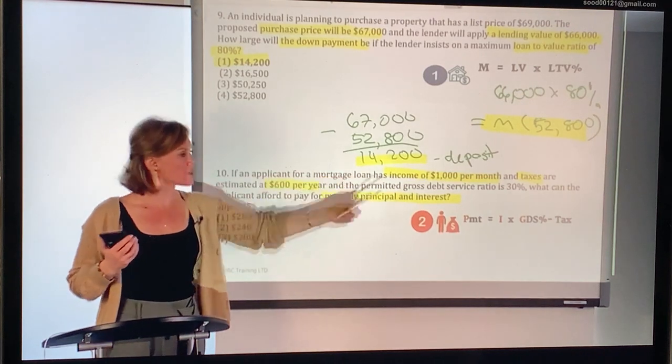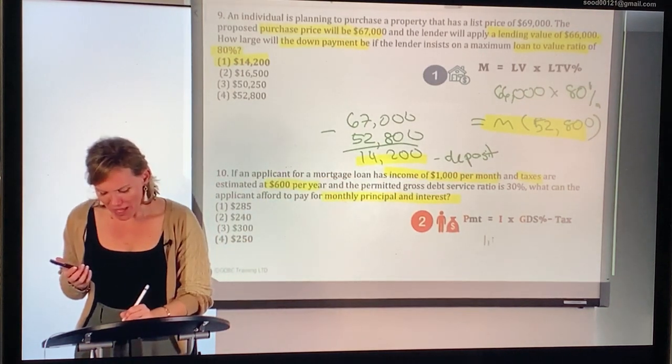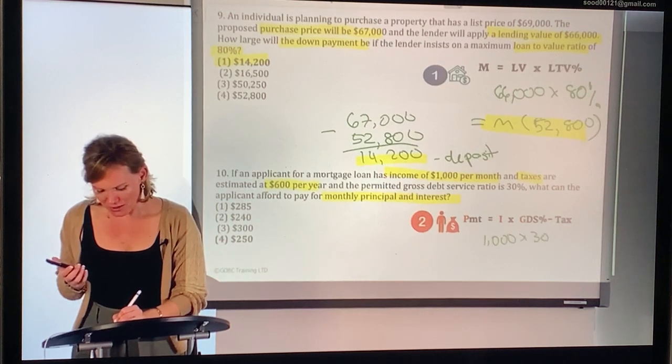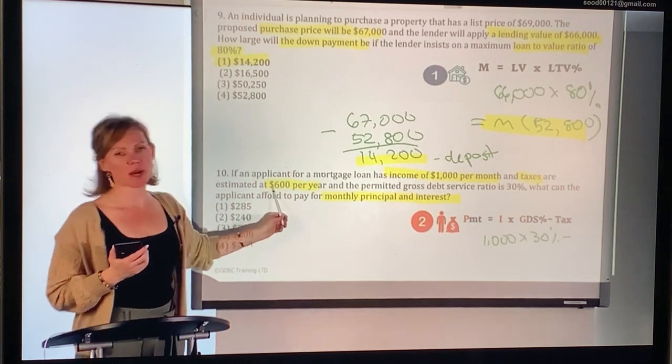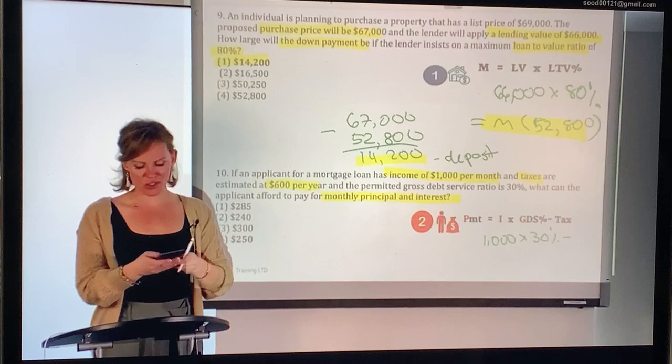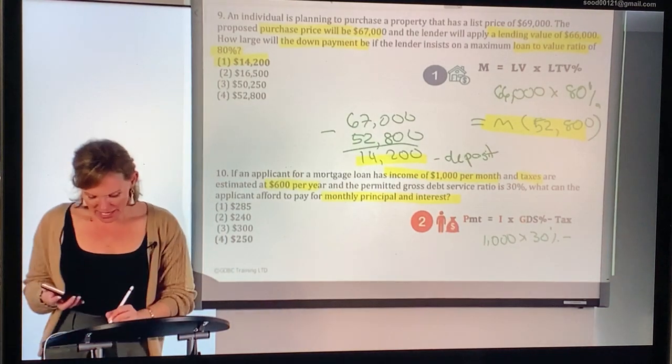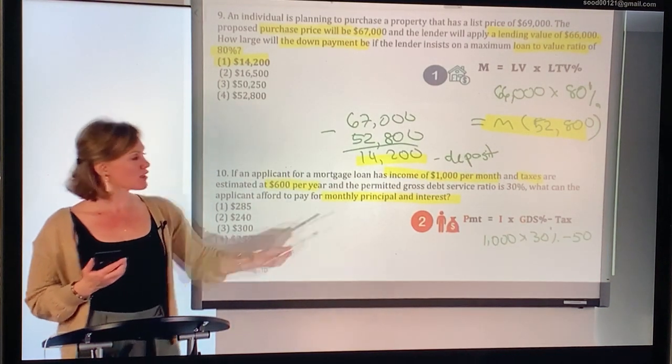So let's just do it two different ways. If I get my income as 1,000 per month, times it by 30%, and minus the taxes, how much would I minus? This is 600 per year. So do that right now. Let's take 600 divided by 12. And taxes per month will be $50. Okay? So that's one way of doing that.